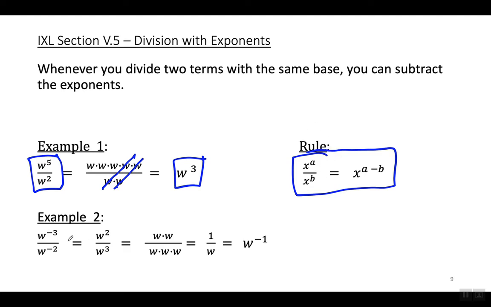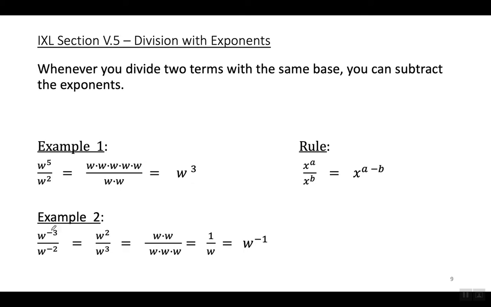Now look at this example over here. Notice that there's more than one way to think about this one, all right? But notice that the exponents have negative signs. So one way you could do it is first get rid of the negative signs by putting this one up here and this one down here. And now you got to subtract.